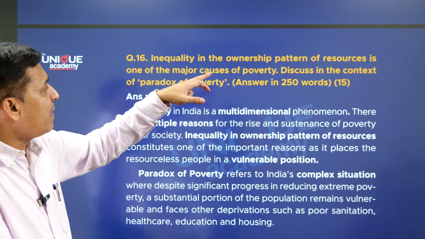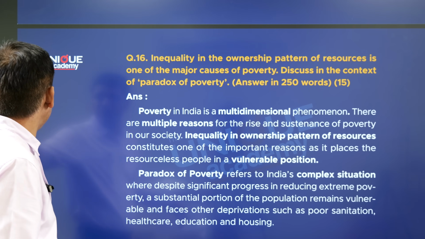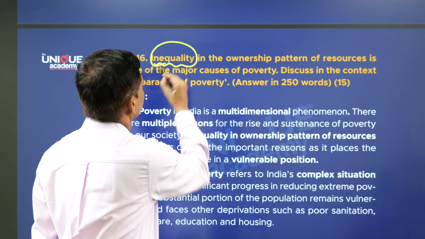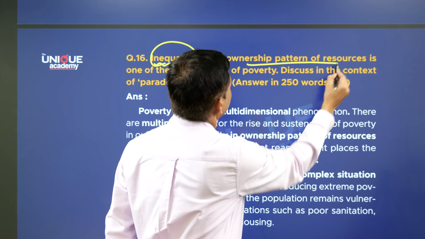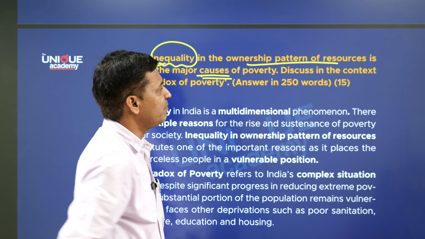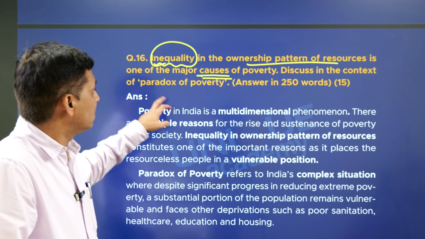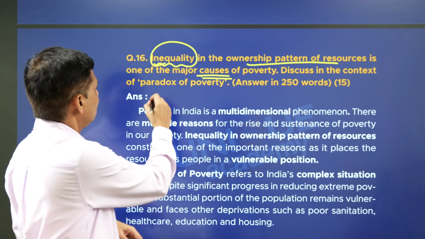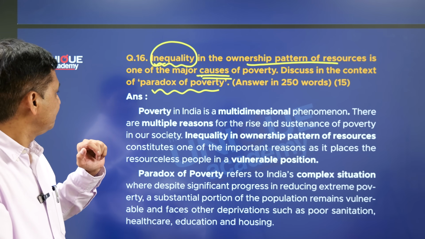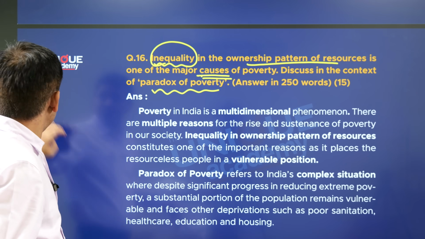Inequality in the ownership pattern of resources is one of the major causes of poverty. Let us underline the important point here. Inequality, obviously, in the ownership pattern of resources is one of the major causes of poverty. Discuss in the context of, again there is a concept, the paradox of poverty. Okay, let us take it forward.